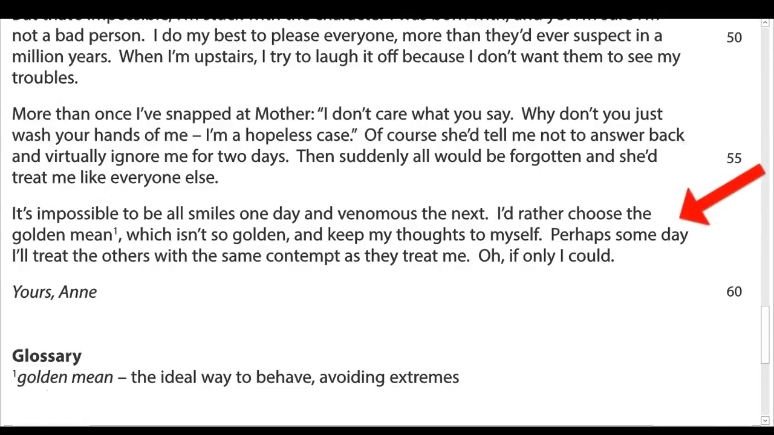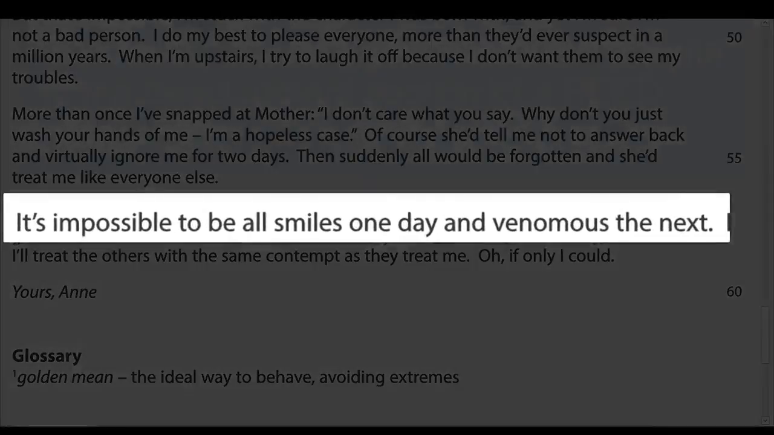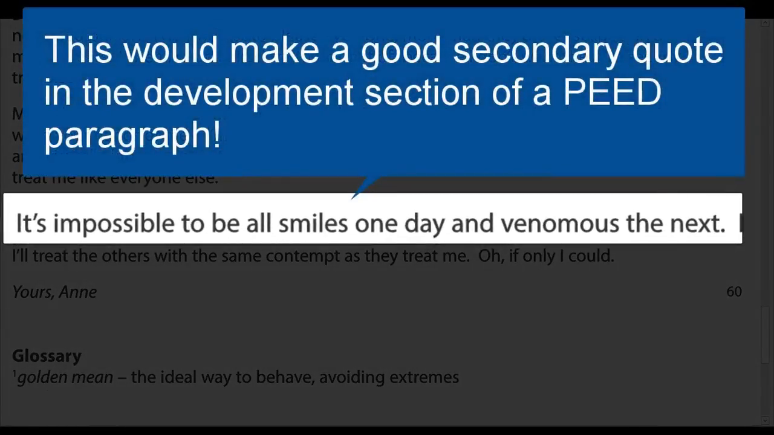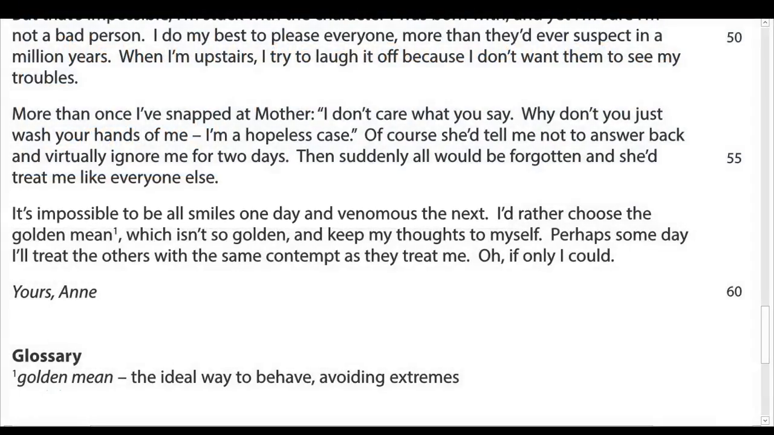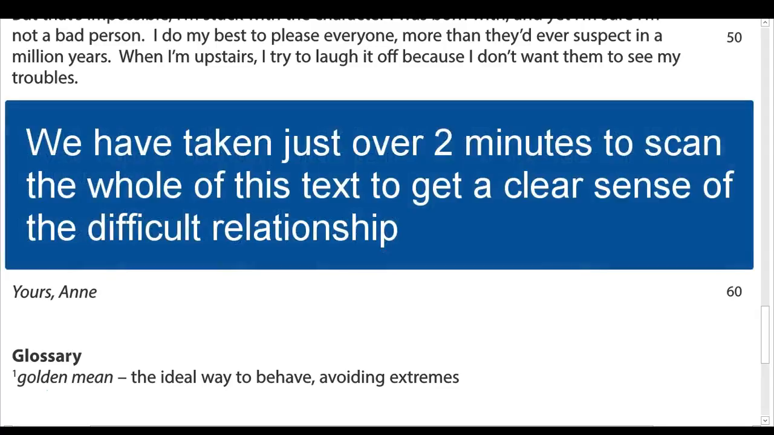Okay, and there isn't really anything specific about the relationship between Anne and her mother in the last paragraph, although you could use that topic sentence. "It's impossible to be all smiles one day and venomous the next," because that's linking back to the idea of the mother being harsh and unkind to her one day and then just treating her like everybody else. So it's quite a short text, but by just spending a minute or two scanning through, you get all of that information, and all of those would be relevant quotations to use to back up the case that the relationship between Anne and her mother is not a good one.